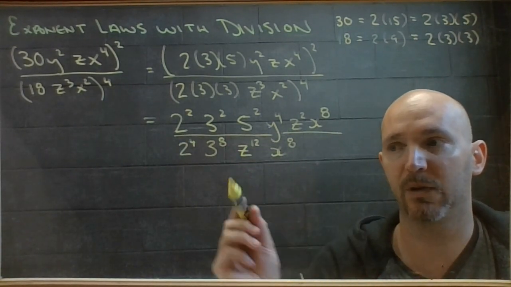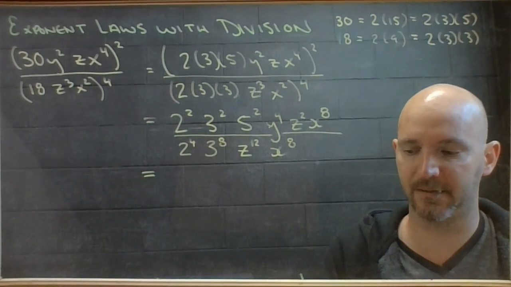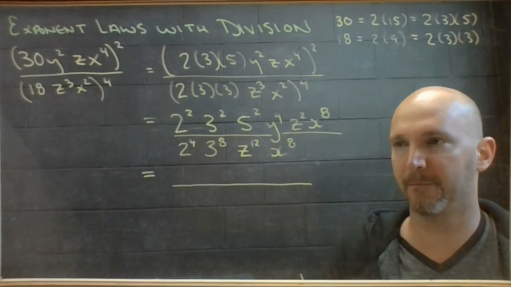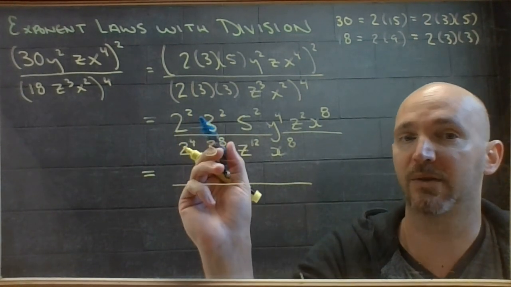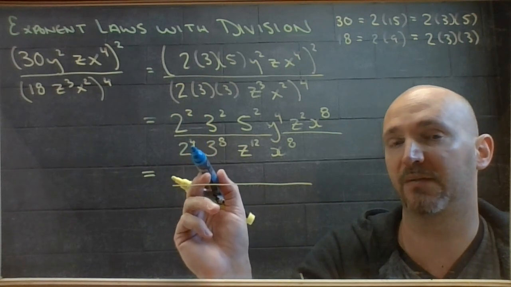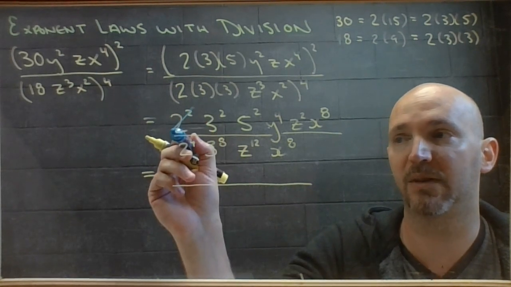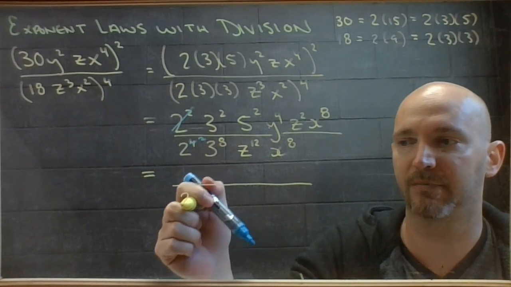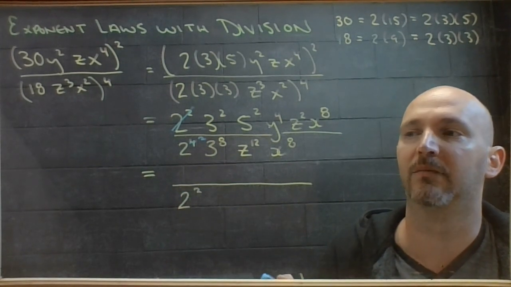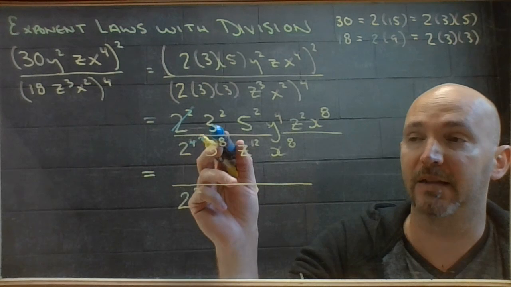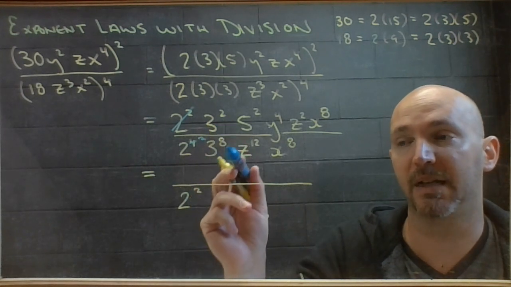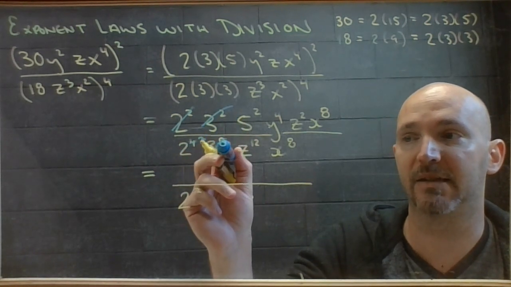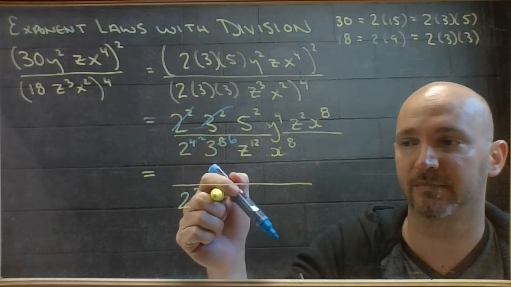Okay, so if we go along and we look at all of our powers here, just going to put a line in. I have 2 powers of 2 in the numerator and 4 powers of 2 in the denominator. That means that these are going to be eliminated, leaving only 2 of them down below. I'm going to put that in. If I look at the 3's, I have 2 powers of 3 in the top and 8 powers of 3 in the bottom. That means that these 2 are going to be eliminated by these, and 6 will be left down there.